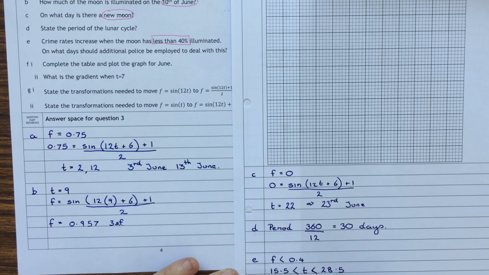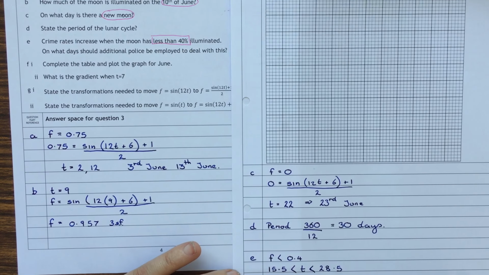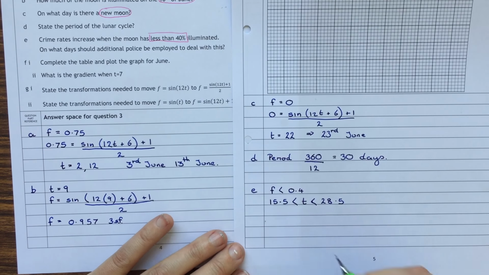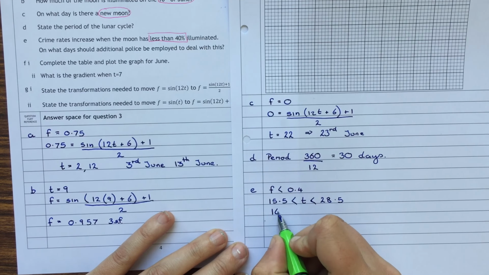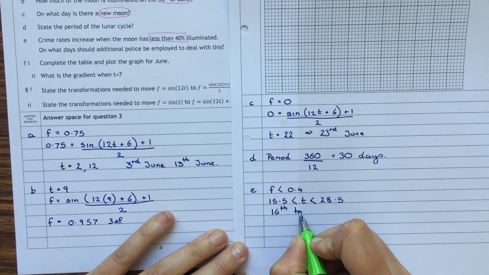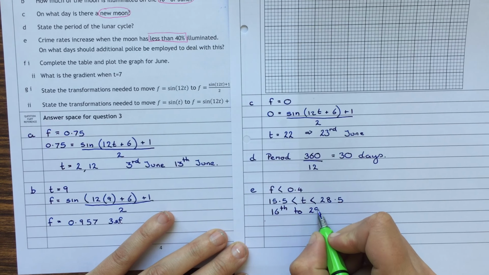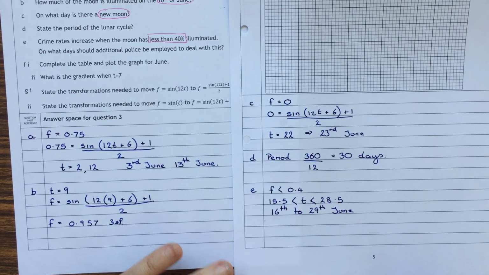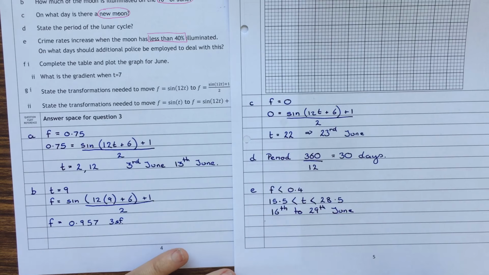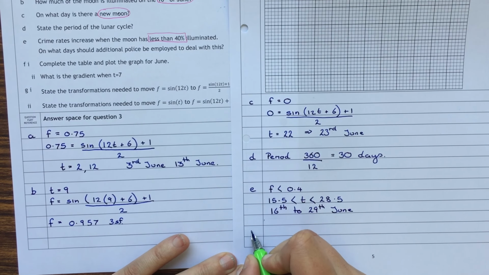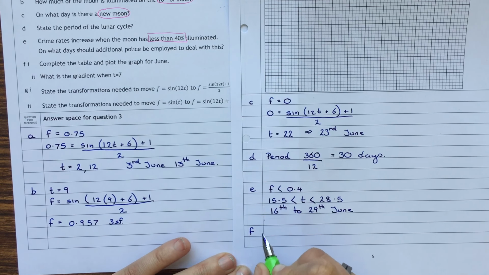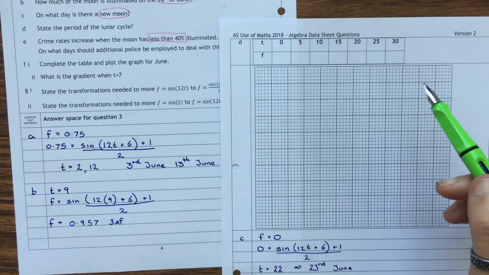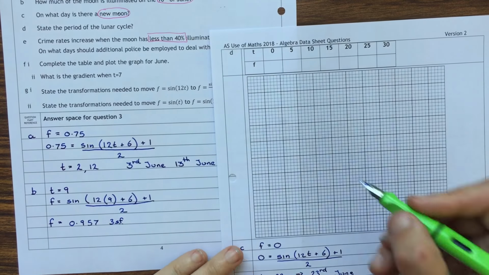So if we know this bit, what we can do is put that across into dates. So that will be the 16th to the 29th of June. Okay, so F. F is filling in the table that we've got here.